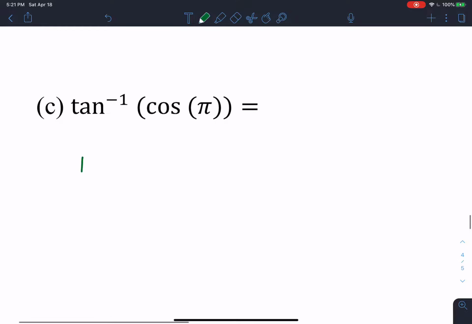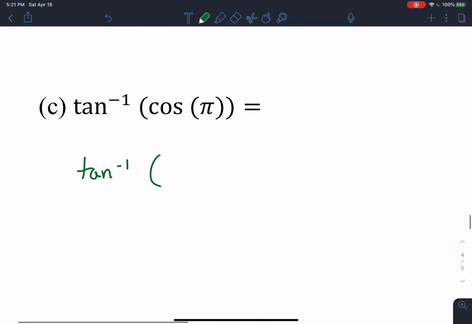Okay, so we have inverse tangent of cosine of pi. We know cosine of pi is -1, and then inverse tangent of -1 is negative pi over 4.